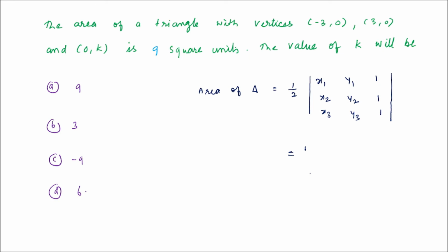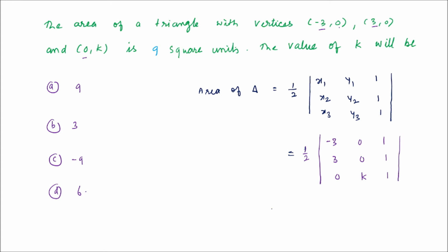The value of k will be. So we know that the area of a triangle whose vertices coordinates are given is 1 by 2 into the determinant of x1, x2, x3, y1, y2, y3, 1, 1, 1. So let us write here 1 by 2 into the determinant with x1 as minus 3, x2 as 3, x3 as 0, and y1 as 0, y2 as 0, y3 as k, and here 1, 1, 1.